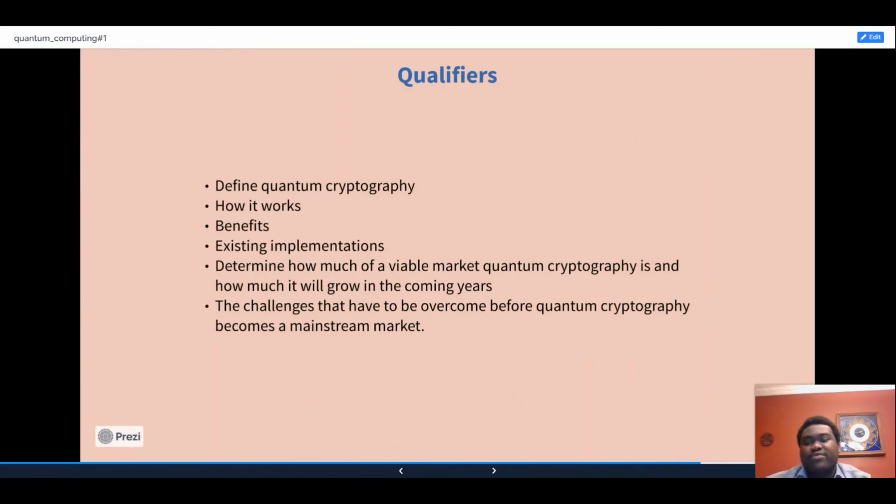Our research will aim to define quantum cryptography in detail and its history, how it works, the benefits of quantum cryptography to us and to normal users, existing early implementations of quantum cryptography by organizations like Google, determine how much of a viable market quantum cryptography is and how much it will grow in the coming years, and finally, the challenges that have to be overcome before quantum cryptography becomes a mainstream market.